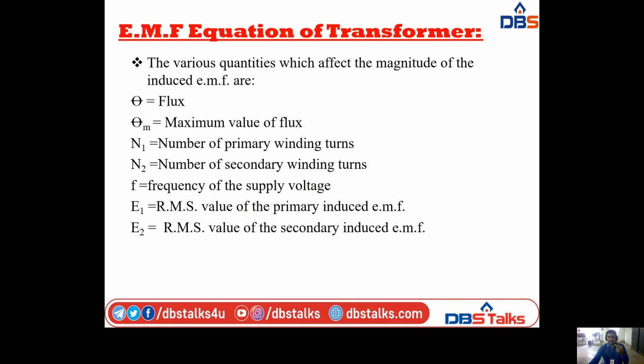So coming to the derivation, here we are using various quantities which affect the magnitude of the induced EMF. Those quantities are: phi, that is the flux, and phi m, that is the maximum value of flux, N1, the number of primary winding turns, N2, the number of secondary winding turns, F, the frequency of the supply voltage, E1, the RMS value of primary induced EMF, and E2, the RMS value of the secondary induced EMF.